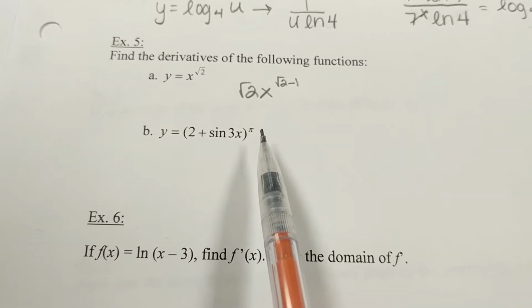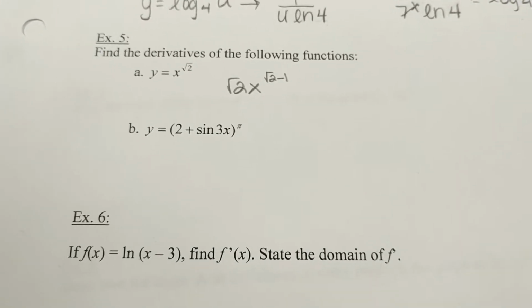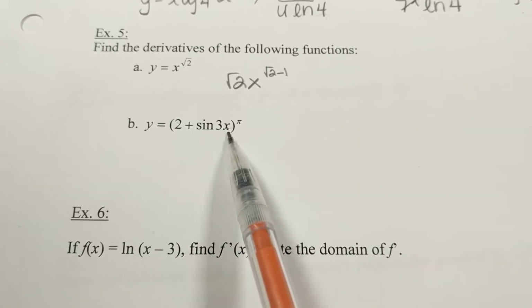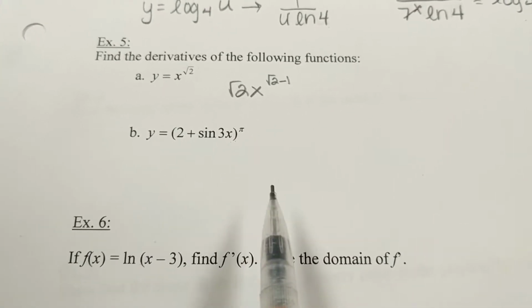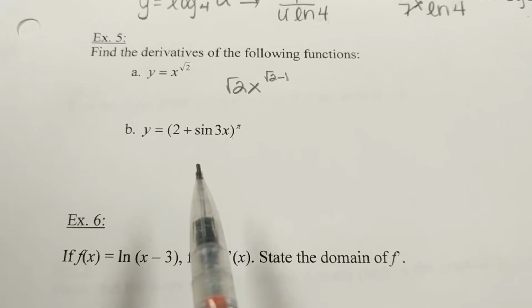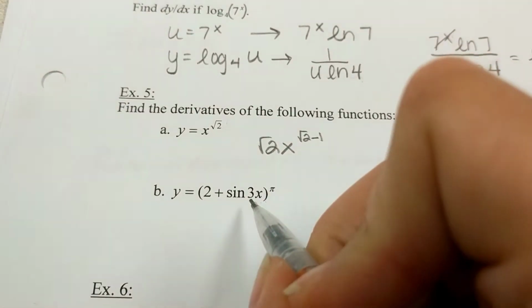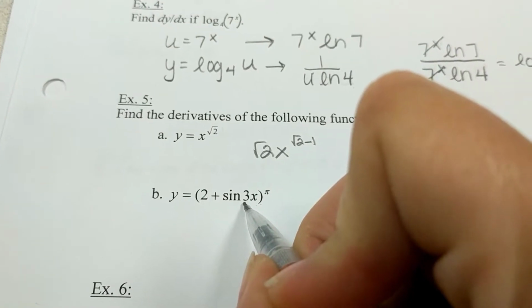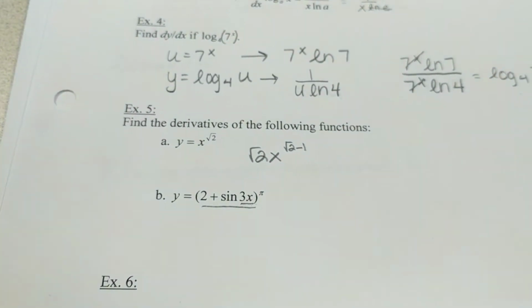Pi is a number. It's not a variable. It is an exponent. So the only variable here is x. So this is where we can use that power chain rule, or you can do chain rule in general. So I want you to notice a couple of chains here. Here's my 2 chains. One here and one here.